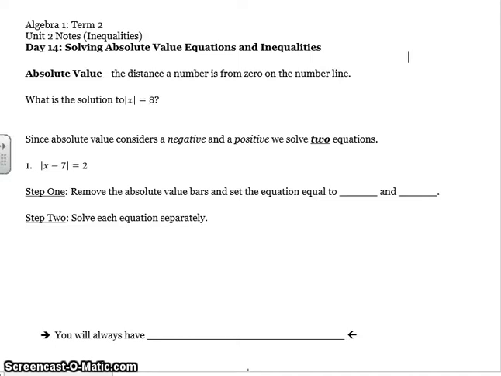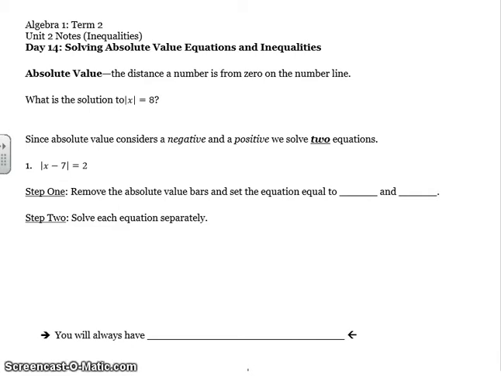Alright, we're looking at page 6 on your Unit 2 note packet. So make sure you have that out. I do want you to be writing down what we're going over as we're taking a look at it. What we're looking at here is solving absolute value equations and inequalities. We're just going to take a look at one particular type of absolute value equations.